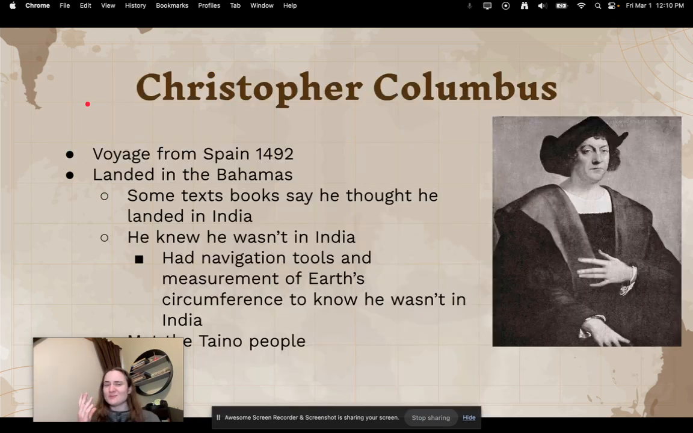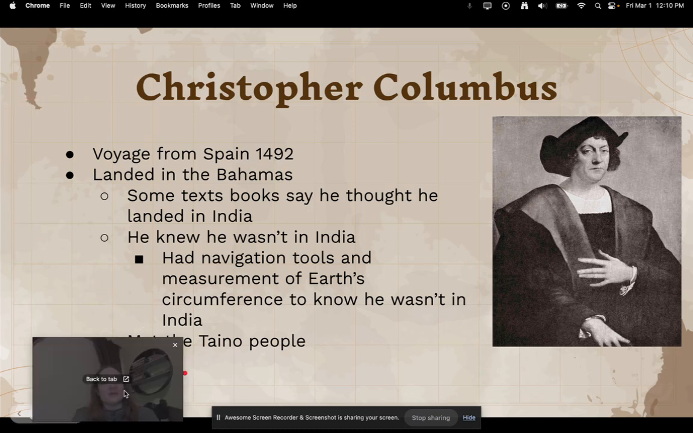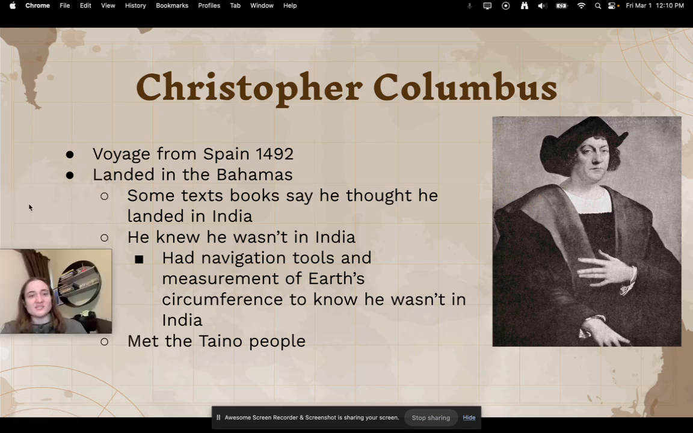All right, let's start off with probably the most famous name during this time period, Christopher Columbus. So, he took a voyage from Spain in 1492. He landed in the Bahamas. So, some textbooks, including textbooks that I have read in my own school days, say that he thought he landed in India. That is not true. Okay. He knew he was not in India. Okay. He had the navigation tools and measurement of Earth's circumference to know that he was not in India.